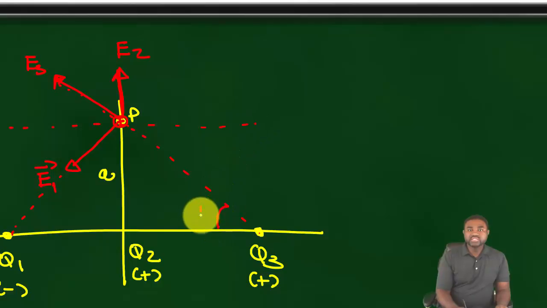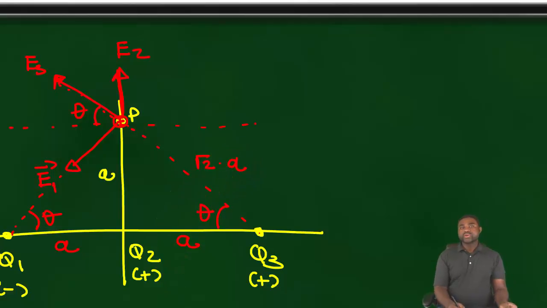Let's say this angle here is theta. This angle here will also be theta. This angle here is theta. This distance is A. So the hypotenuse will be root 2 A.